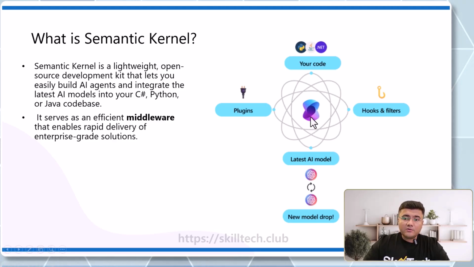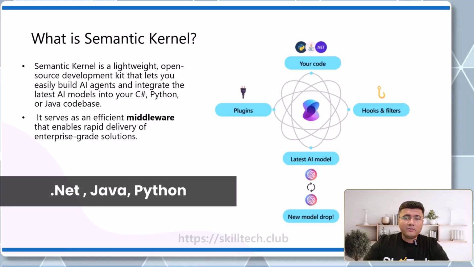It allows you to associate with the latest AI models, not only GPT models. You can use various models which are available in your Azure AI Foundry model catalog. And whichever model you are going to use, if new versions of that model are coming, semantic kernel is flexible enough to associate with those latest AI models. It allows you to write code in various programming languages because this SDK currently supports .NET, Java, and Python.